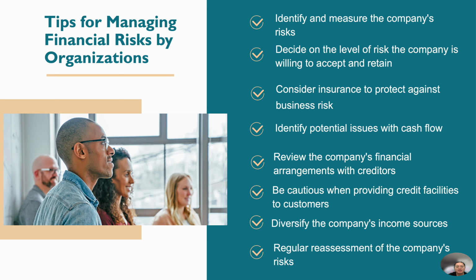To take control of financial risk, an organization needs to identify and measure the company's risk, decide on the level of risk the company is willing to accept and retain, consider insurance to protect against business risk, identify potential issues with cash flow, review the company's financial arrangements with creditors, be cautious when providing credit facilities to customers, diversify the company's income resources, and last, regularly assess the risk management process.